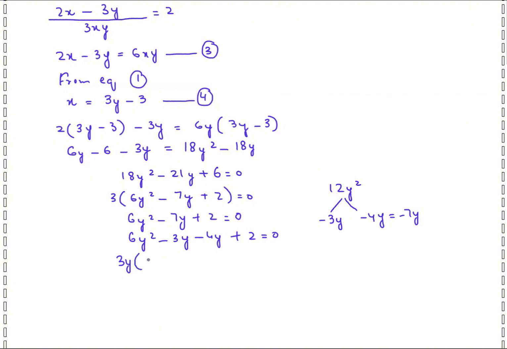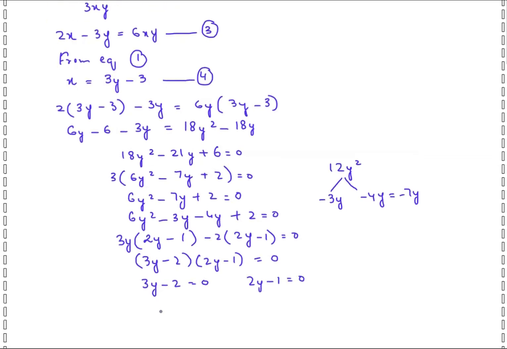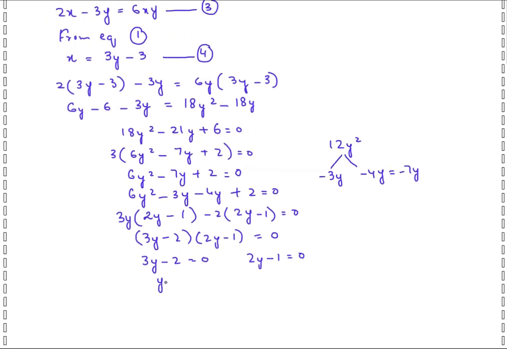3y minus 2 is common. 2y minus 1 is equal to 0. 3y minus 2 and 2y minus 1 are the factors. We'll equate 3y minus 2 to 0 and 2y minus 1 to 0. We have y is equal to 2 upon 3 and y is equal to 1 upon 2.